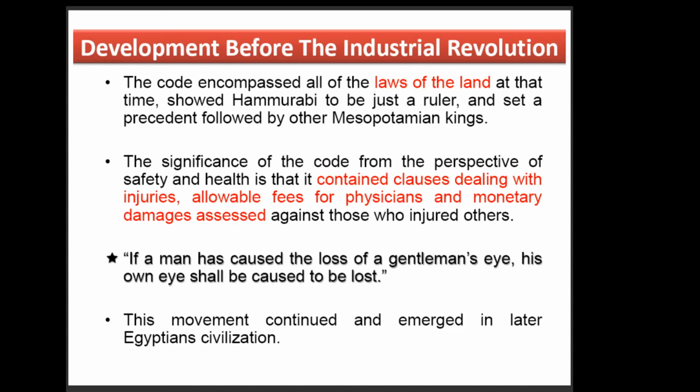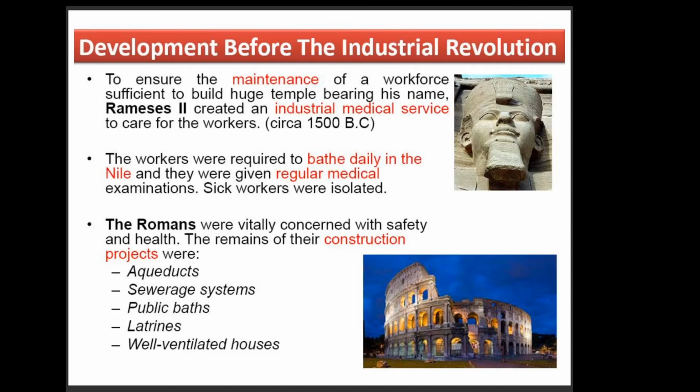This movement continued and emerged in later Egyptian civilization. To ensure the maintenance of a workforce sufficient to build a huge temple bearing his name, Ramesses II created an industrial medical service to care for the workers. The workers were required to bathe daily in the Nile and they were given regular medical examinations. Sick workers were isolated.